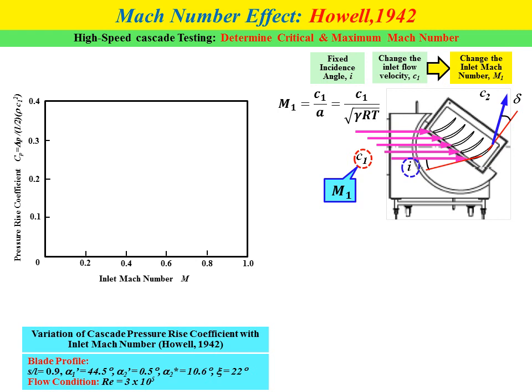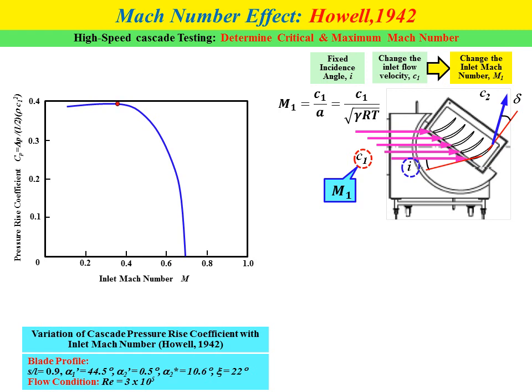So the graph shows the relationship between pressure rise coefficient Cp equal to delta P divided by half rho C1 square versus inlet Mach number. The result is shown by the blue color curve. If you can see in the figure, at the beginning, if we increase the inlet Mach number, we will have a gradual, small increase of pressure rise coefficient.